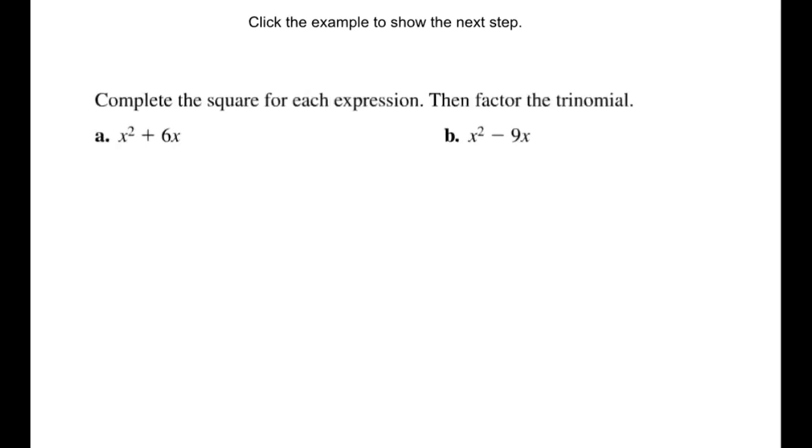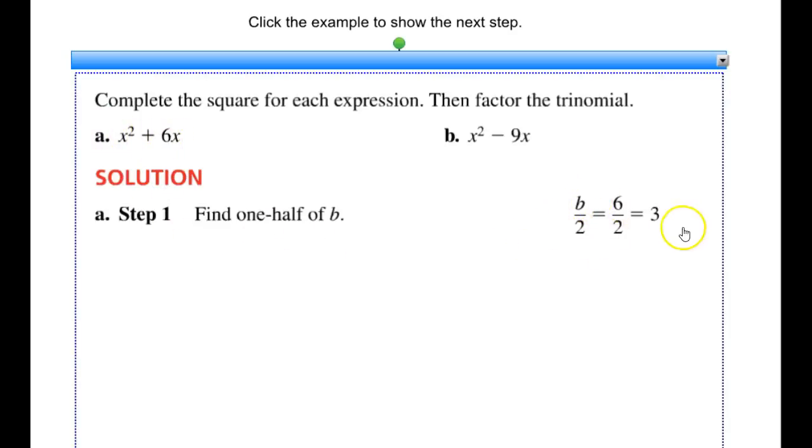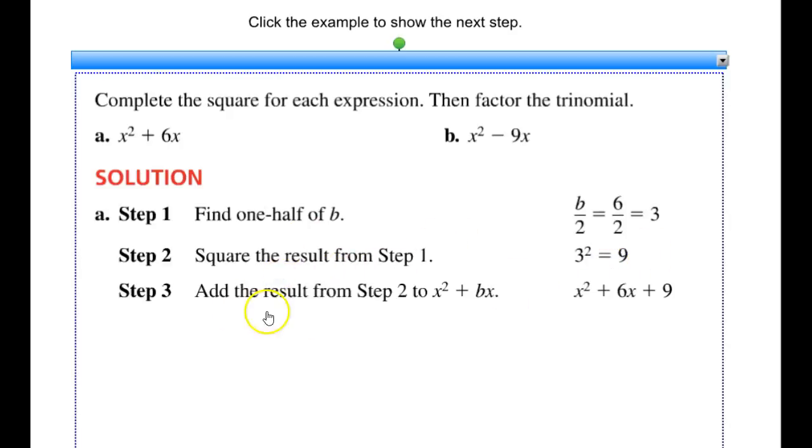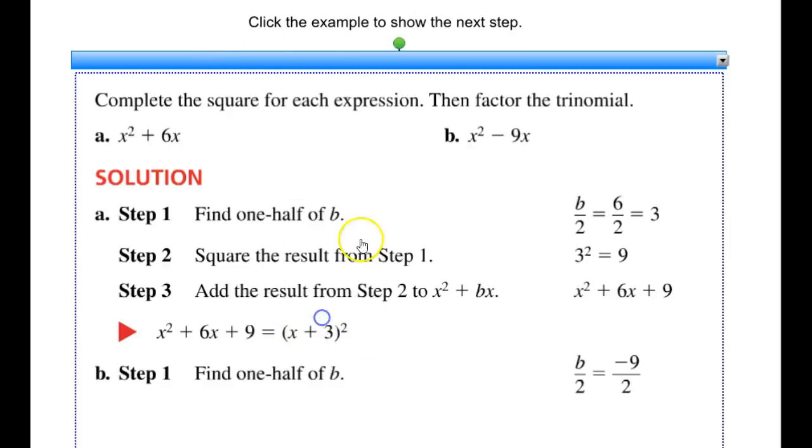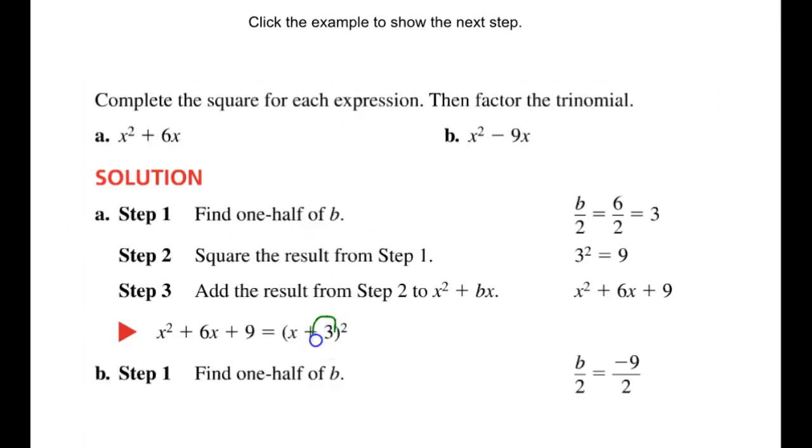So now let's look at some math and an example. Complete the square for each expression, then factor the trinomial. So I want to take this, and I see that my b is 6 here. So I find 1/2 of that, so I divide it by 2, which is 3, and then I square it, which gives me 9. So now I can add that to that side. So now I have x squared plus 6x plus 9. So now I factor it. When I factor it, you'll notice that this right here is the same as this number right here. And that's always going to be the case when I factor it. So that's always going to become this term right here.